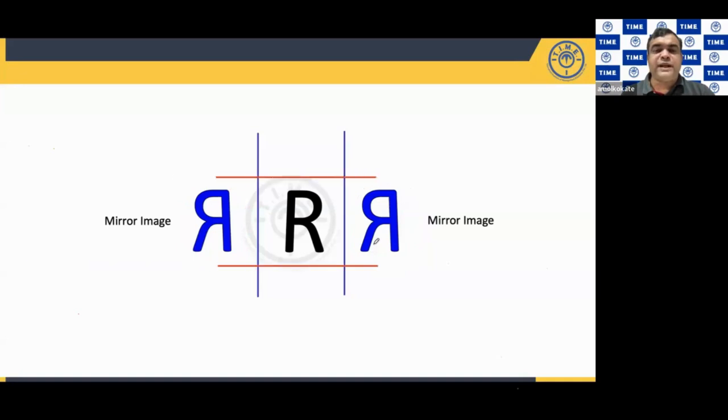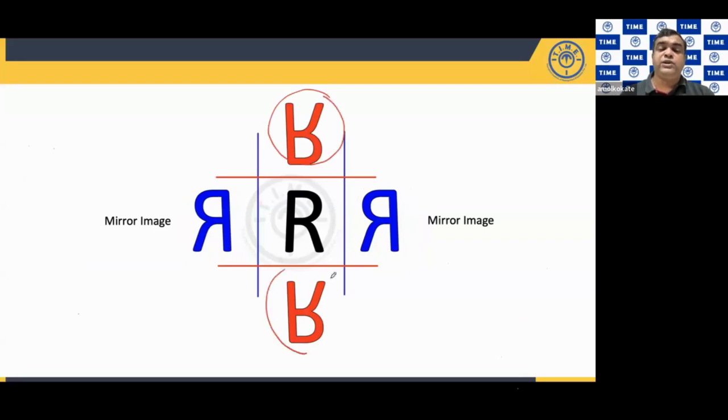Same way, if I take the image upside down, on the upside or downside like this, forget about the letter R. Look at the image. It's the same thing. So these are called water images. Is that part clear? So if you flip on left or right side, that is called a mirror image. If you flip upside or downside, that is called a water image. Is that part clear?